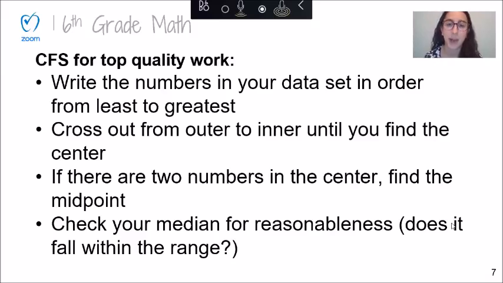Second is cross out from outer to inner until you find that center. If there are 2 numbers in the center, find the midpoint between those 2 numbers. It might be a decimal, it might not. And last, check your median for reasonableness. That means ask yourself, does it fall within the range of my data set?